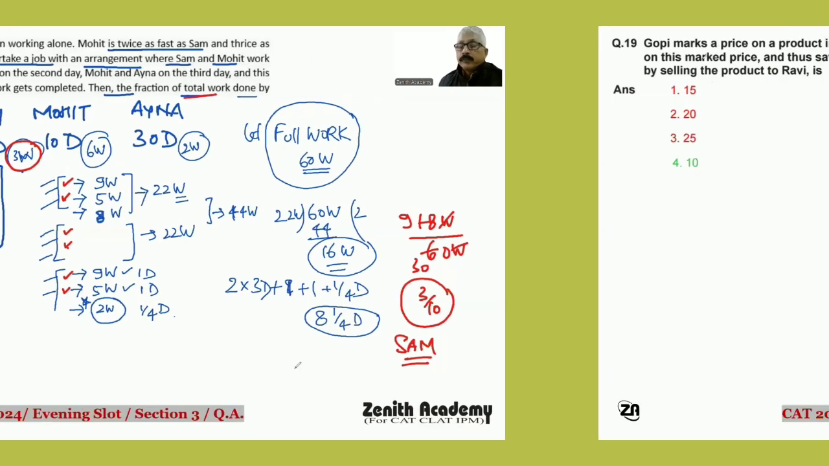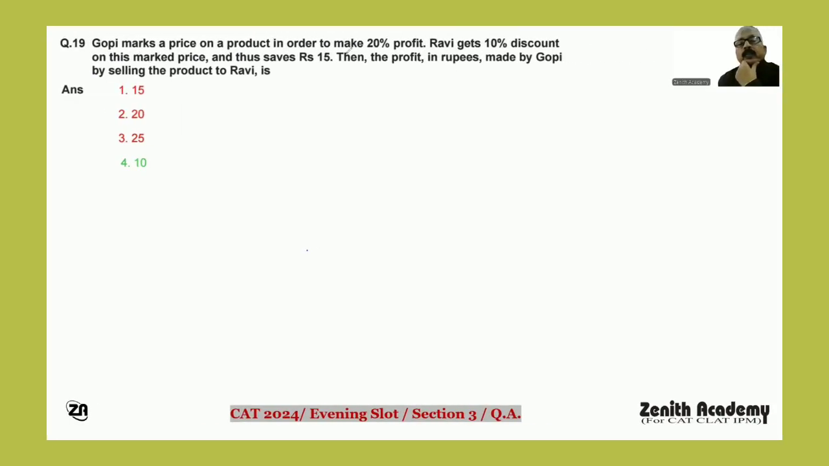Okay. Question number 19. Gopi marks a price on a product in order to make 20% profit. Ravi gets 10% discount on this mark price and saves rupees 50. Then the profit in rupees made by Gopi by selling the product to Ravi. Okay. Very simple and very basic question. Suppose the cost is 100 rupees. So mark price, Gopi for making 20% profit will mark 120.